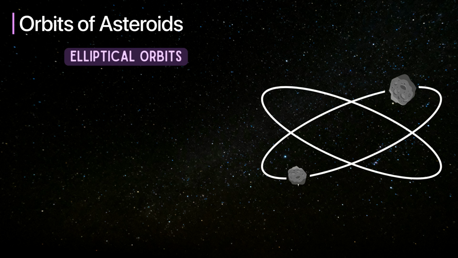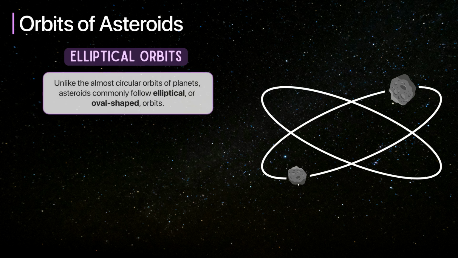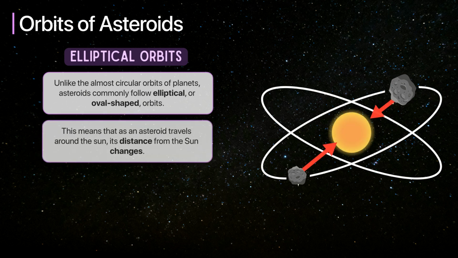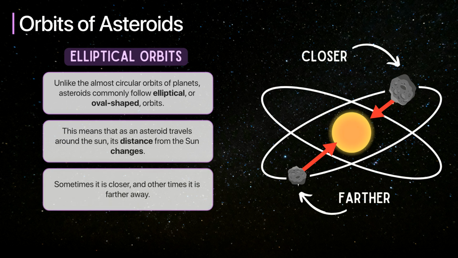Now let's discuss the paths these rocky bodies take around the Sun. Unlike the almost circular orbits of planets, asteroids commonly follow elliptical or oval-shaped orbits. This means that as an asteroid travels around the Sun, its distance from the Sun changes. Sometimes it is closer and other times it is farther away.